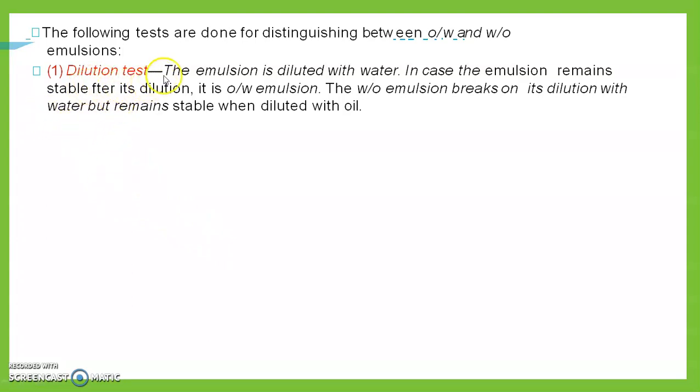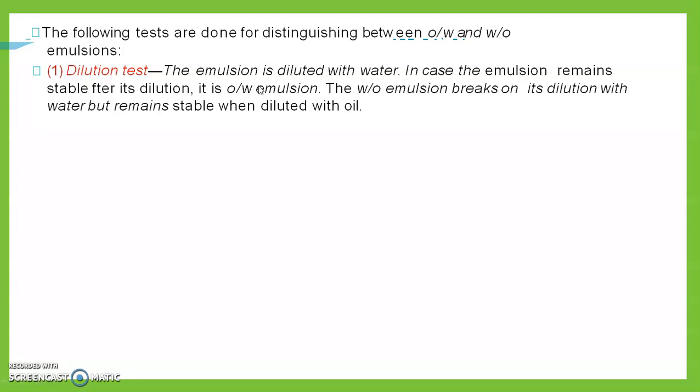First of all, we see the dilution test. The emulsion is diluted with water. If the emulsion remains stable after dilution, it is an O/W emulsion. If an emulsion is O/W, that means water is the continuous phase, so if we add water, the emulsion still remains stable. That means water is the continuous phase.